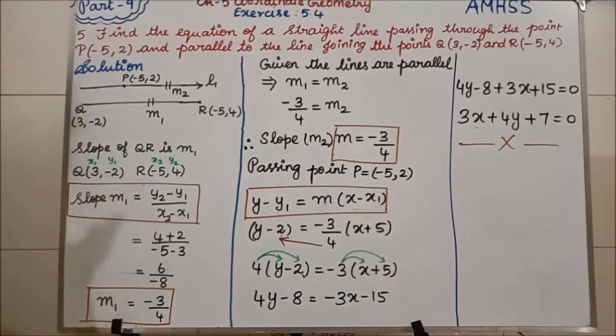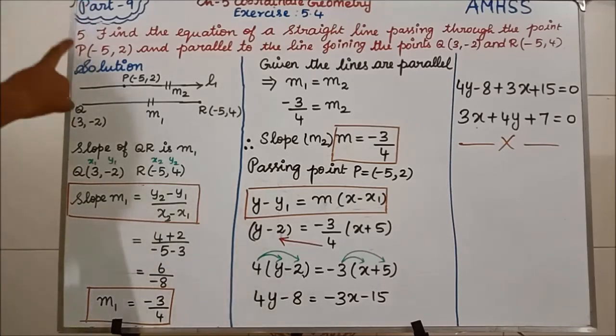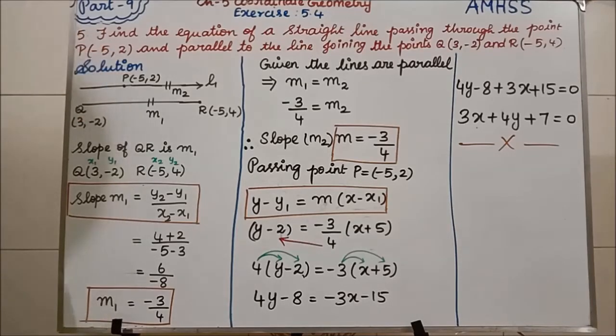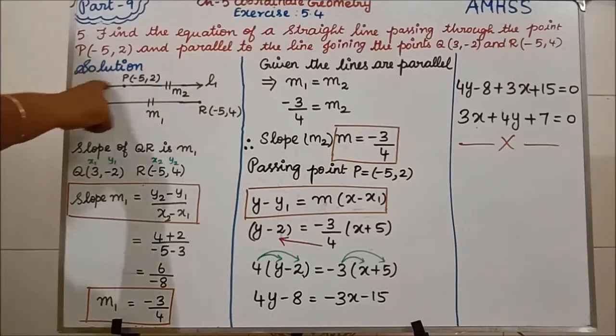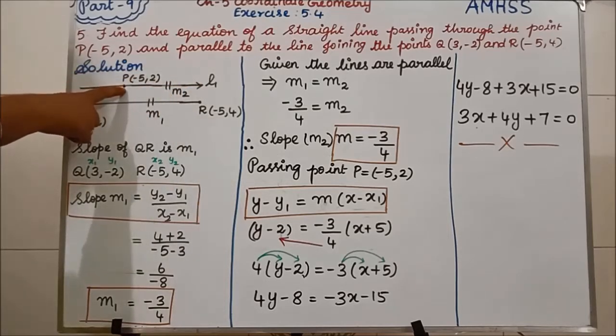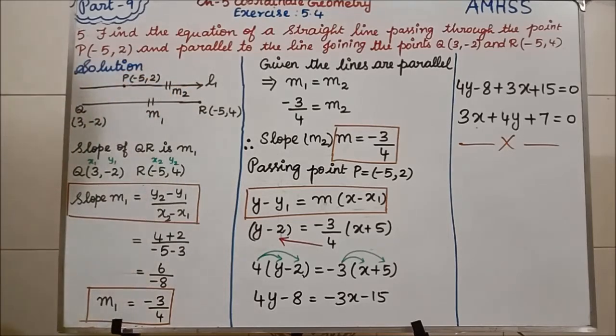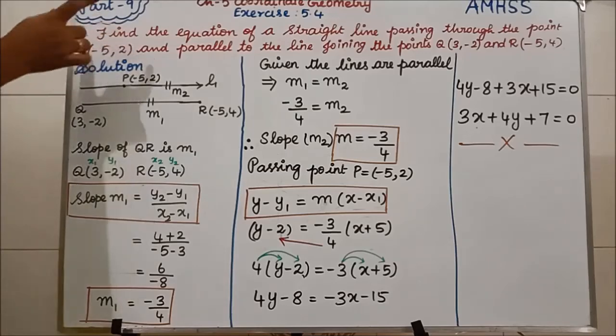Okay, first you keep that in your mind. We are given a line passing through the point P(-5, 2). One point is given. See, this is the line, and on it I have drawn the point P(-5, 2).